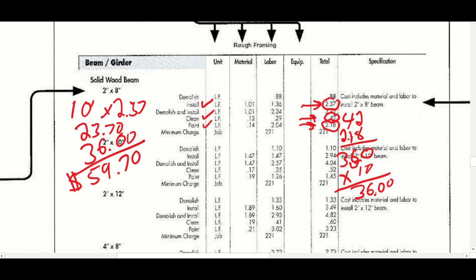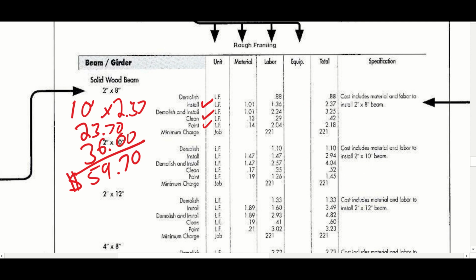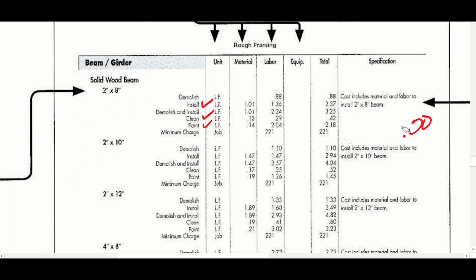Unfortunately, though, my minimum job cost is $221. So if somebody said, hey, how much would it cost to install a 10-foot beam? I would say that is $221. We're going to go into more detail on these in the future assignments. This is just a basic, in a nutshell, how to read it.